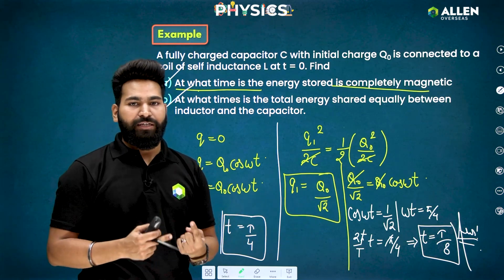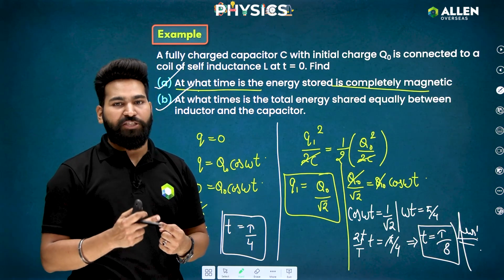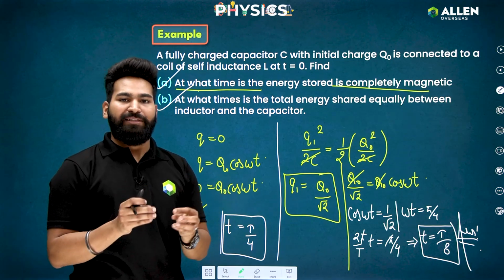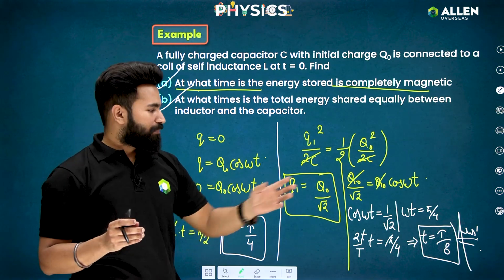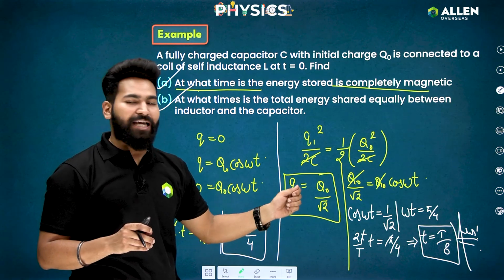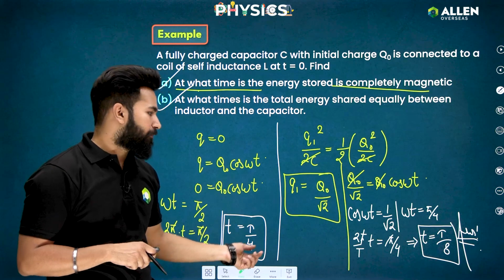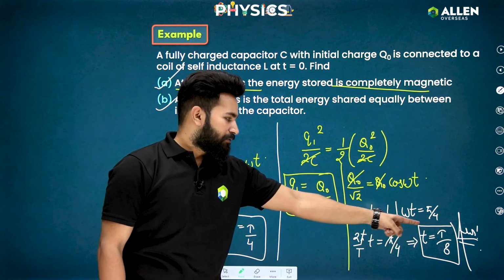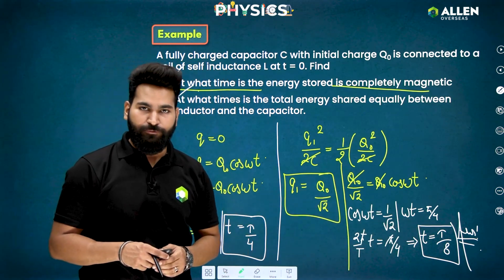Since the energy and the charges are oscillating, they will be repeating the whole situation: the energy getting shared equally, the energy being completely stored in the capacitor, the energy being completely magnetic. All of these phenomena will be repeated continuously, but the time instants that we are getting are for the times when things are happening for the first time. Like the energy is completely magnetic for the first time at T by 4, and the energy is shared equally between the capacitor and the inductor for the first time at t equal to T by 8. So these are the time instants for the first time.